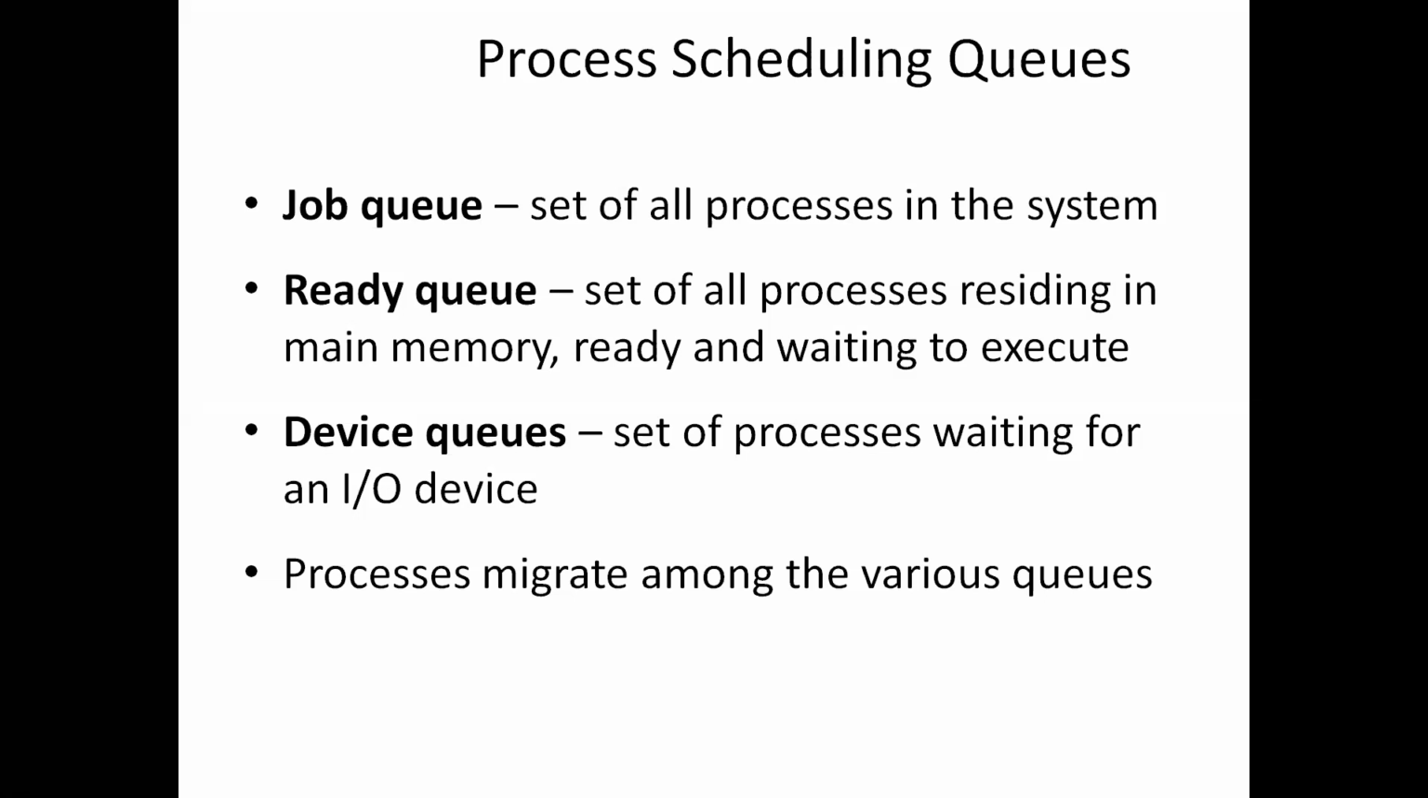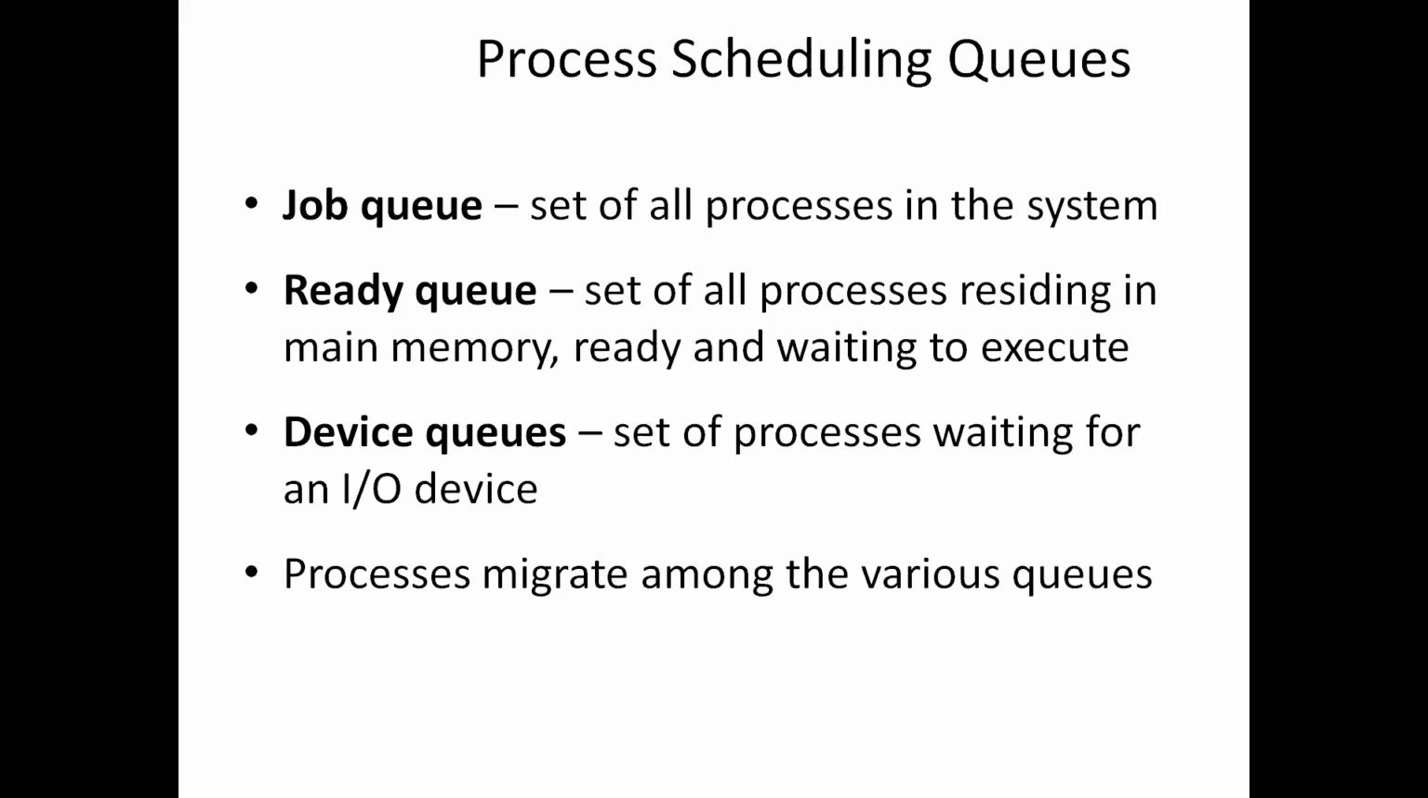Understood, right? We have three different queues in process scheduling. The first is the job queue. The job queue consists of all the processes in the system. Once a process enters the system, it is first stored in the job queue. Next is the ready queue. If a process is ready for execution, it will be stored in the ready queue, that is, the processes residing in the main memory, ready and waiting to be executed.